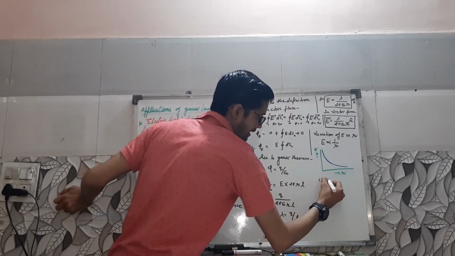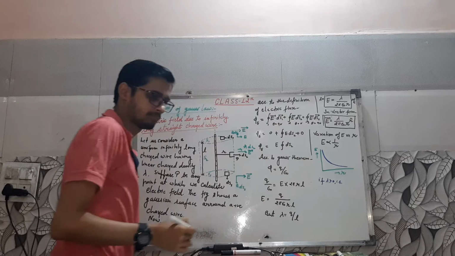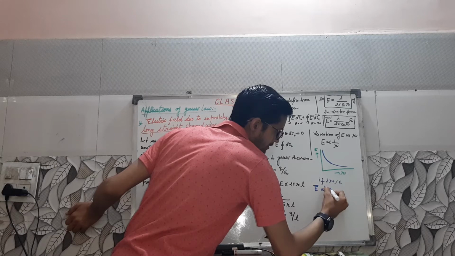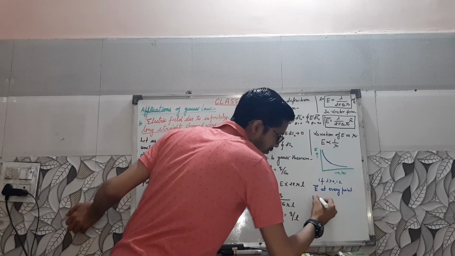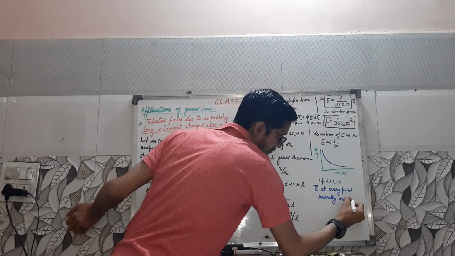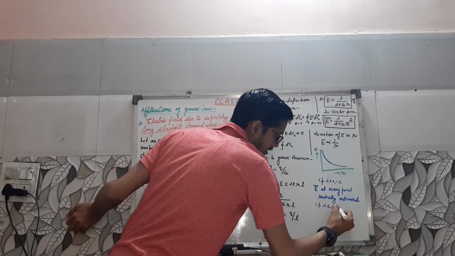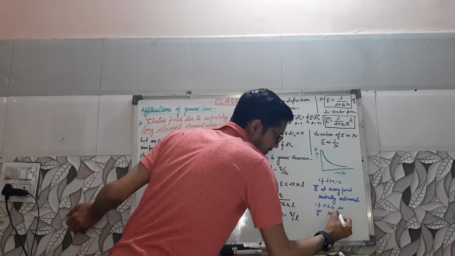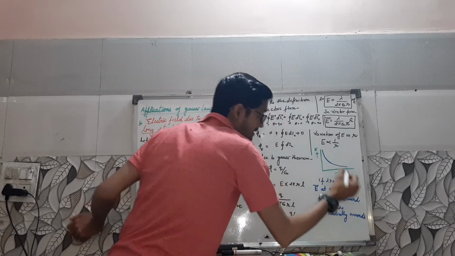If lambda is greater than 0, that means the electric field at every point is radially outward. If lambda is less than 0, the electric field is radially inwards. This is the first application of Gauss theorem.